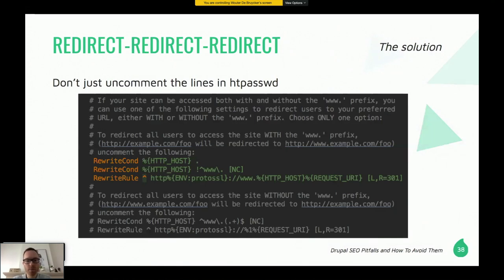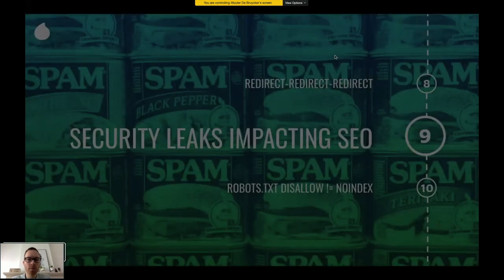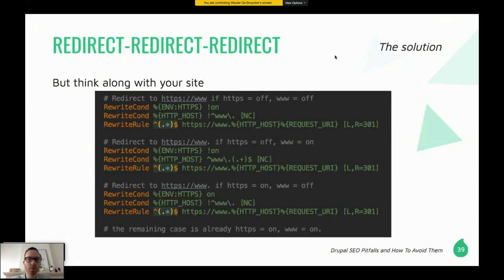The solution for this: we all, or most of us, probably have seen these lines in the default .htaccess of Drupal. It's fine to just uncomment this for small sites, but if you have bigger sites, it's better to think, hey, what are the redirects of my site, and change this to something more like this. If it's the HTTPS www, then go to that one. If it's that one, go to that one. If it's another one, go to another one. Just to combine those double redirects to get the middle one out, so that's only one redirect instead of two redirects.